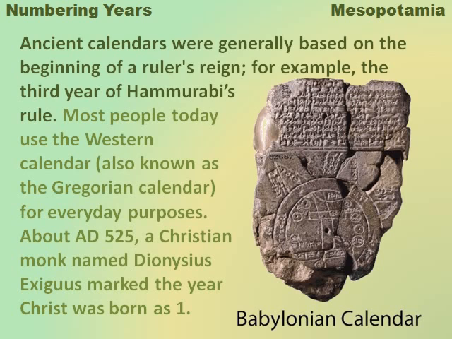Ancient calendars were generally based on the beginning of a ruler's reign. For example, the third year of Hammurabi's rule. Most people today use the Western calendar, also known as the Gregorian calendar, for everyday purposes. About AD 525, a Christian monk named Dionysius Exiguus marked the year Christ was born as 1.